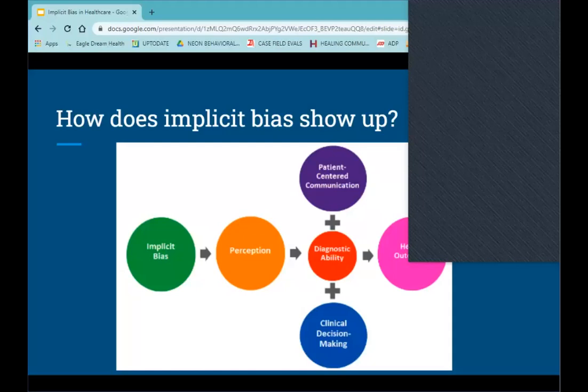I have a couple of other quick examples. I'm trying to think about if I have time. We talked about that one.